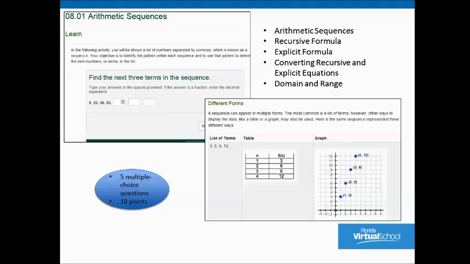Lesson 801, arithmetic sequences. Students will learn arithmetic sequences, recursive formulas, explicit formula, converting recursive and explicit equations, and domain and range. As you can see in the examples down here, they do learn all the different ways in which they will see arithmetic sequences. The assessment for this lesson is 5 multiple choice questions worth 10 points.